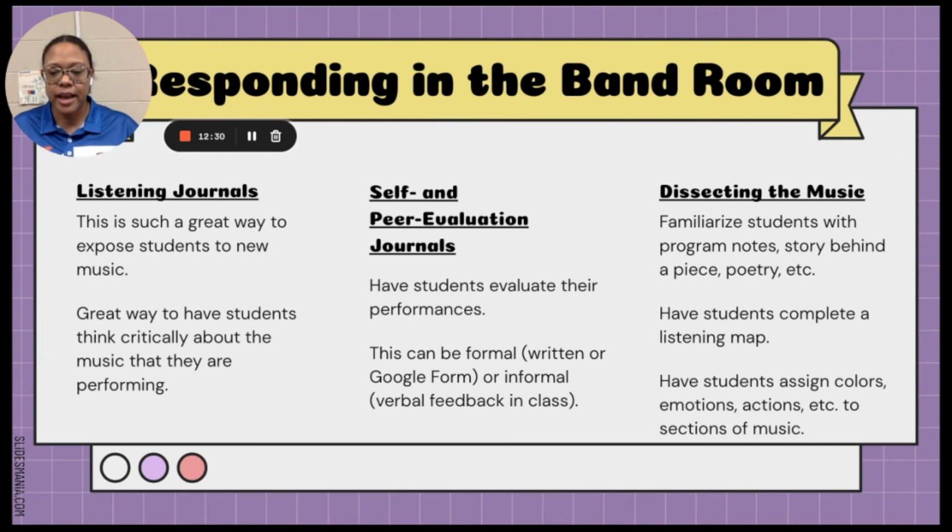And then having students assign colors, emotions, actions, all of these things to sections of the music, writing on there the heroine is crying, or the children are happy, or this is brown, this is gray, this is red, this is purple, all of those different things so that they can really get inside of the music that they're playing. It begins to mean more when they're able to assign real concrete things to a very abstract thing that we do.